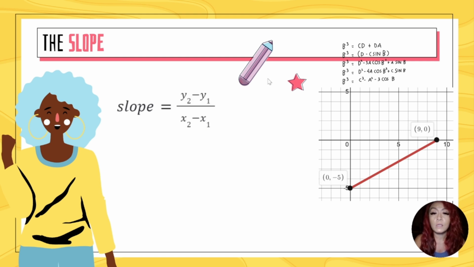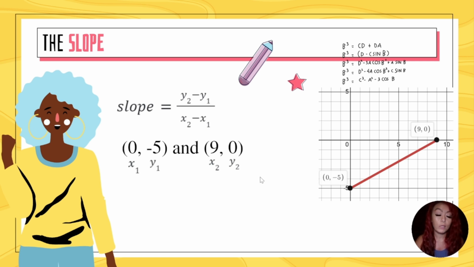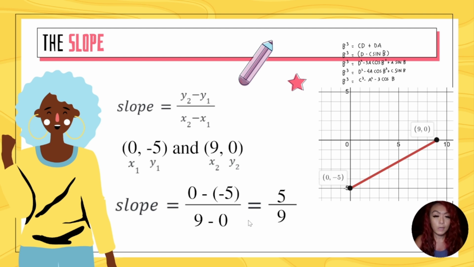Let's take a look at using the slope formula to find our slope. We have our 2 ordered pairs here, 0, -5, and 9, 0. I'm going to label 0 as x1. I'll label -5 as y1, 9 as x2, and 0 as y2. Once you do this, all you have to do is substitute into the formula, right? So we'll have 0 minus -5 over 9 minus 0. 0 minus -5 is positive 5, and 9 minus 0 is 9. We get the same answer, the same slope, 5 over 9.